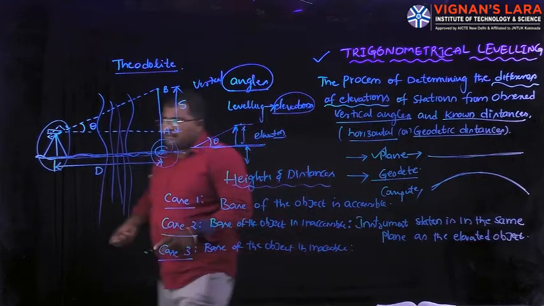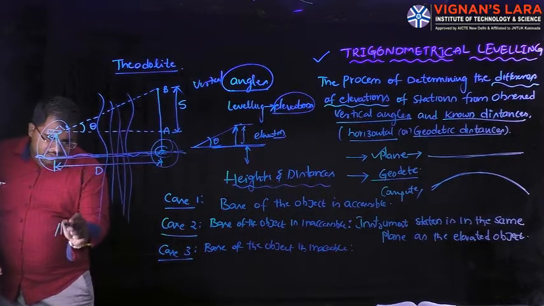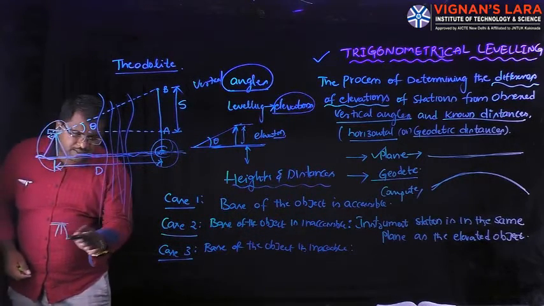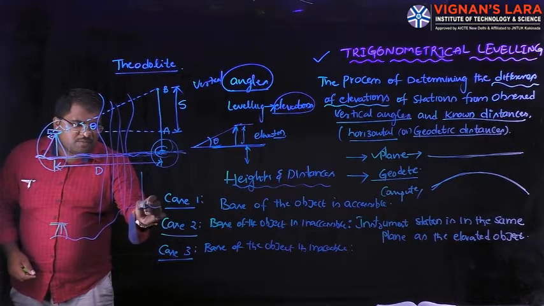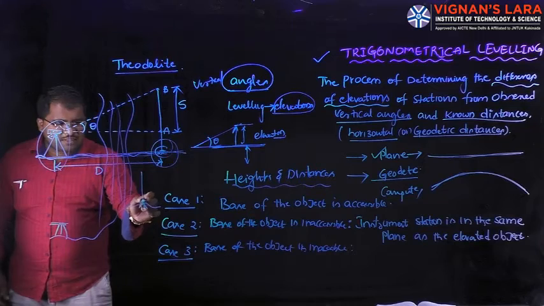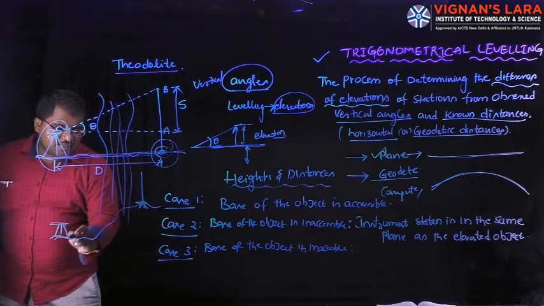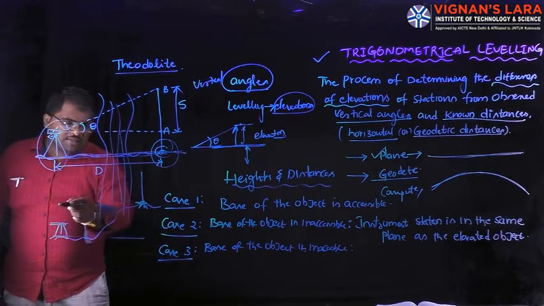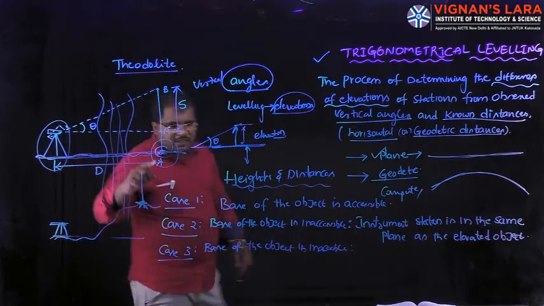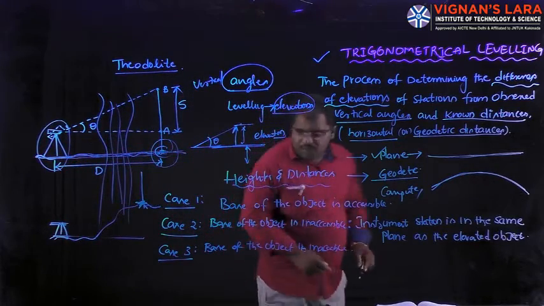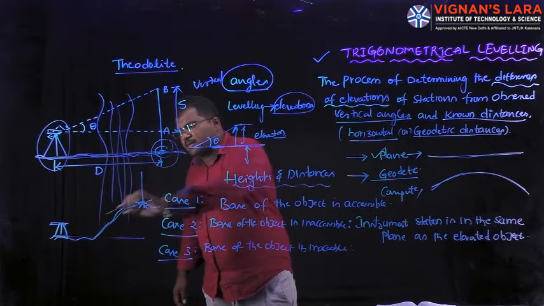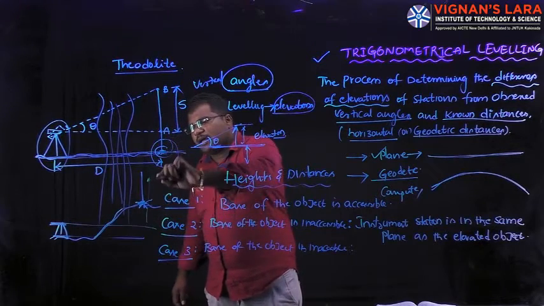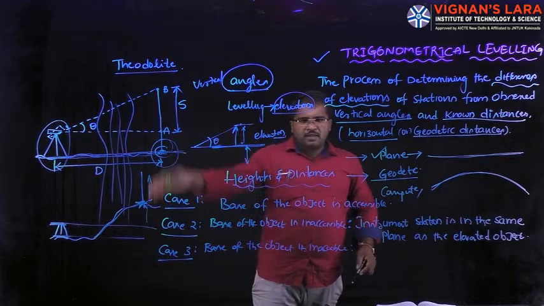How will it be? If this here is the instrument, right? If this is the thing, the object will be at this point. You see, the base is here. Okay, it is not in the same plane. It is at a different plane. You can see here, this is at a different plane. It is somewhat high, it has some elevation.